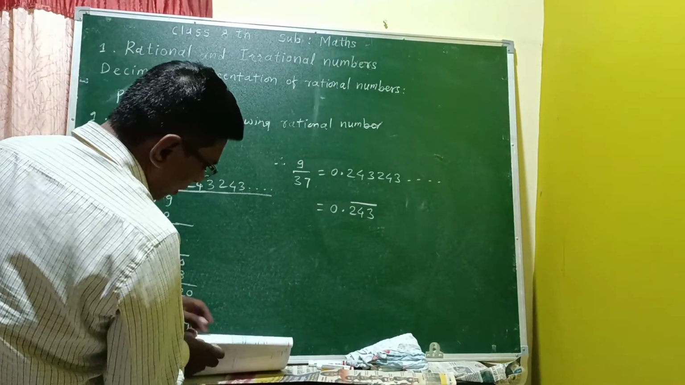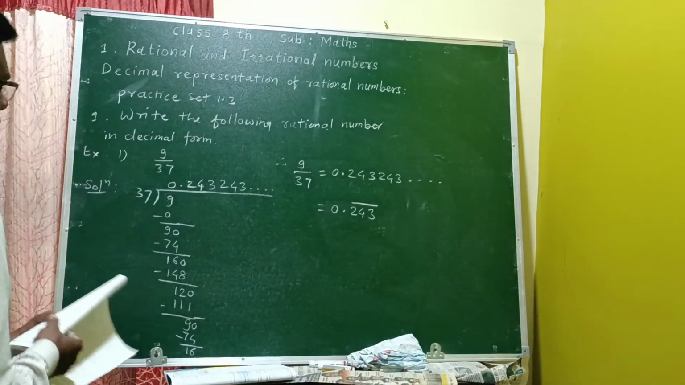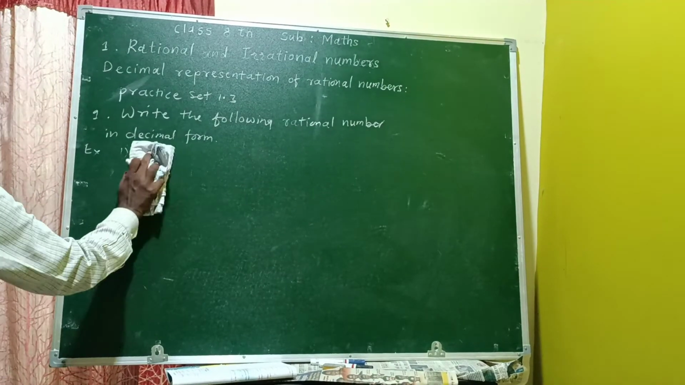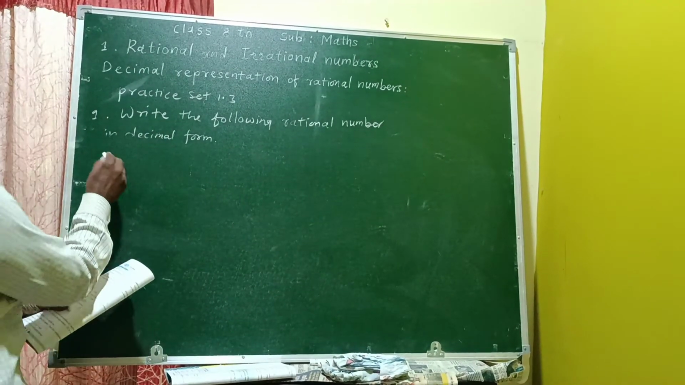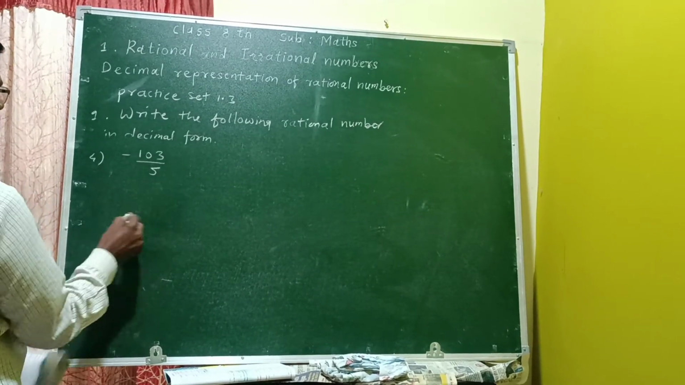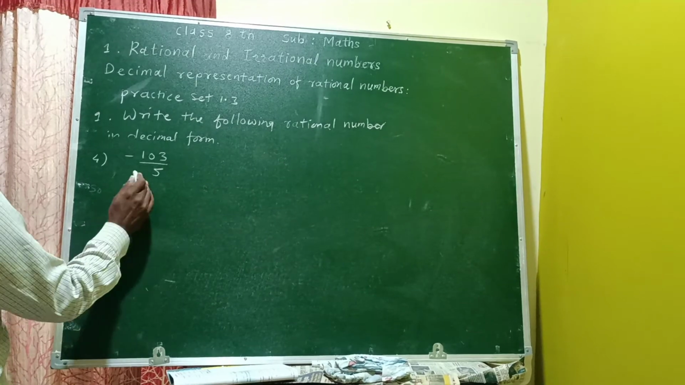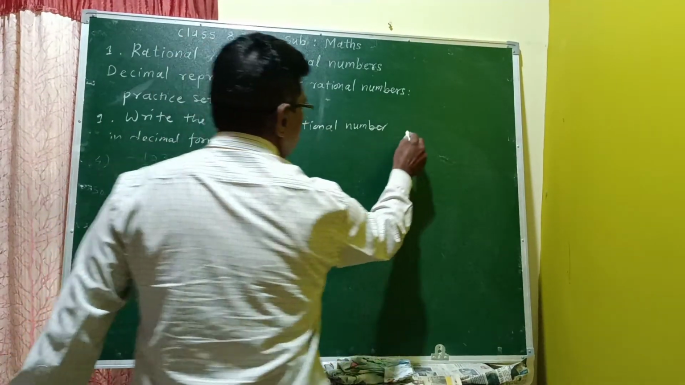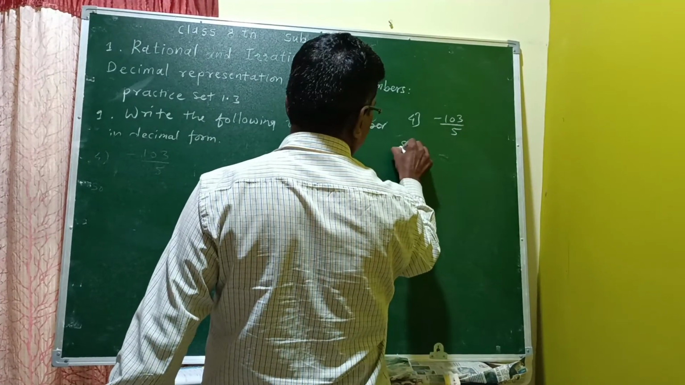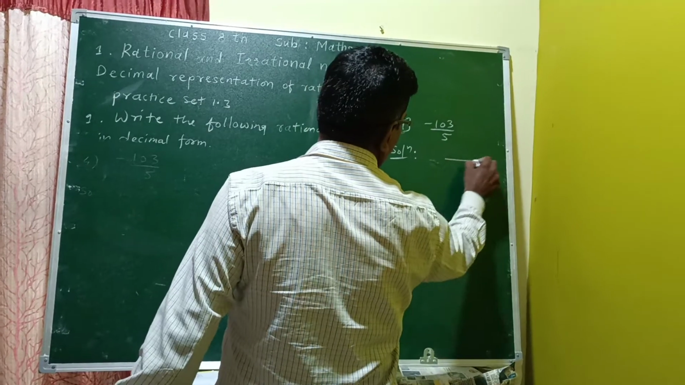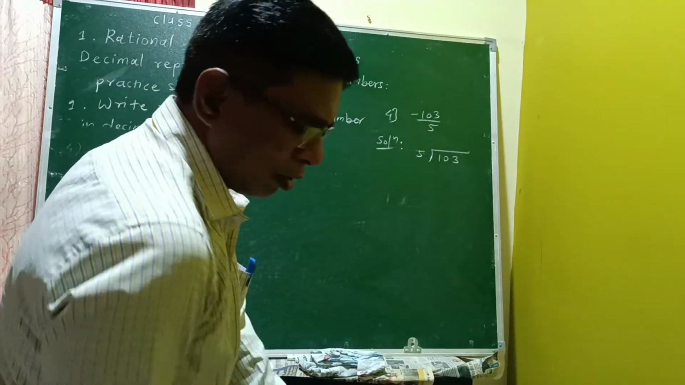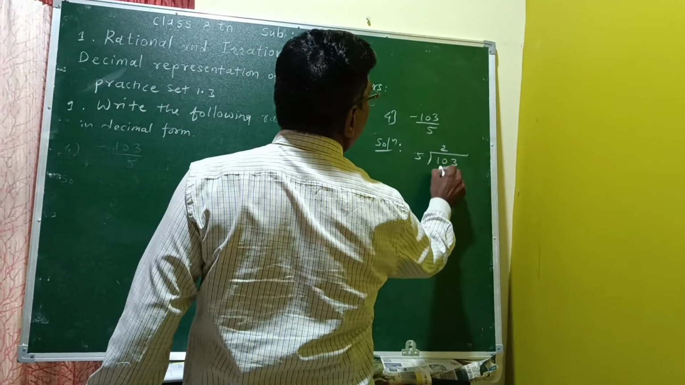Now, fourth example. Minus 103 upon 5. Solution. Divide 103 by 5. 5 twos are 10.